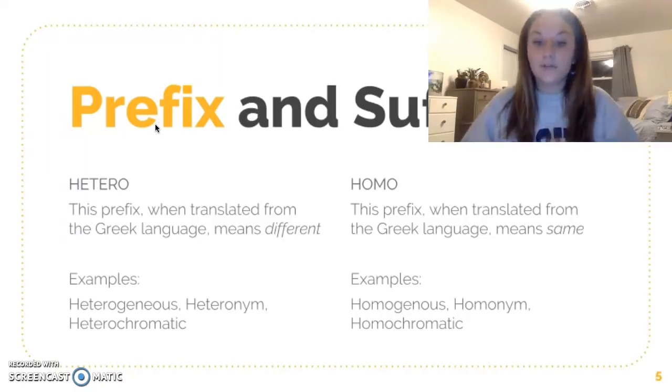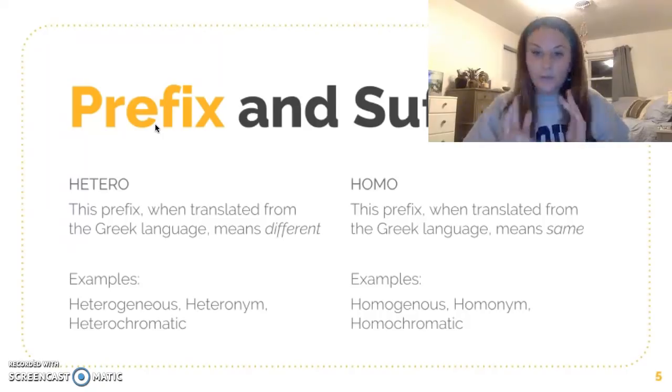And then our second prefix, homo, H-O-M-O, that is also from the Greek language. When it's directly translated, it means the same. And so here we have some other examples. Homogeneous, when a mixture is the same throughout. So that example is like a smoothie is the same throughout. Homonym, you've probably heard of that word before. A homonym is two words that mean the same thing. And then again, homochromatic, those are going to be two colors that are the same.